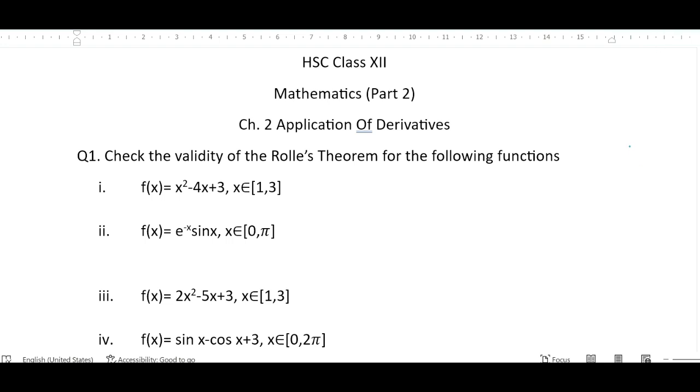In this video, we'll be doing question 1 from class 12 HSC Mathematics Part 2's Chapter 2, Application of Derivatives. So what does the question say? Check the validity of Rolle's theorem for the following functions. So what is Rolle's theorem?